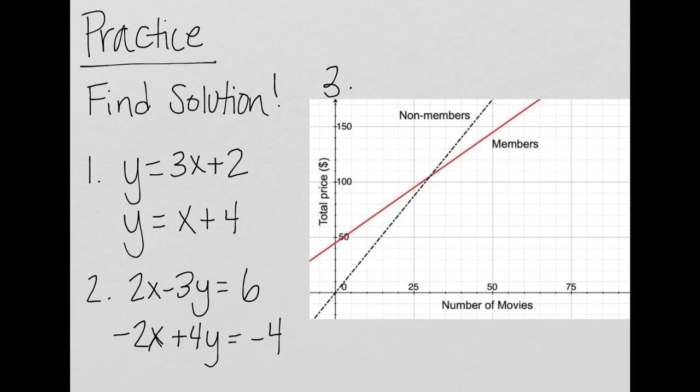Alright, so try these practice problems and pause the video. Just find yourself a scratch sheet of paper, or if you have graph paper, you can go do that. I picked some nice ones for you, though. So as long as you draw your line straight, you should be able to see it.